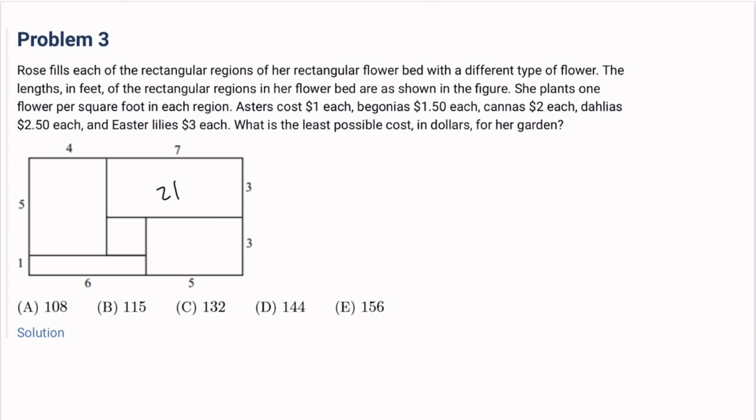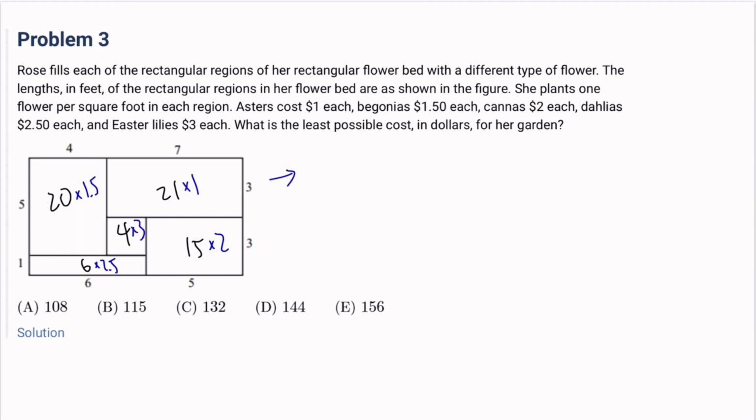This has 21, this has 20, this has 6, this has 15, and since this is 2 and 2, the middle one is just 4. Since asters cost the cheapest, we will put the cheapest in the most land. That's the most land, so that's asters, times 1. The next cheapest is the next biggest land, so this is times 1.5. In the same way, cannas has 2, so this is times 2. This is the next biggest, so this is times 2.5. And this is the smallest, so that will get times 3.